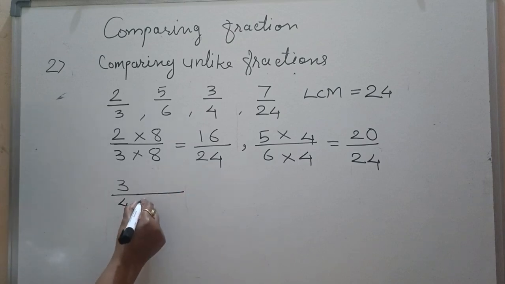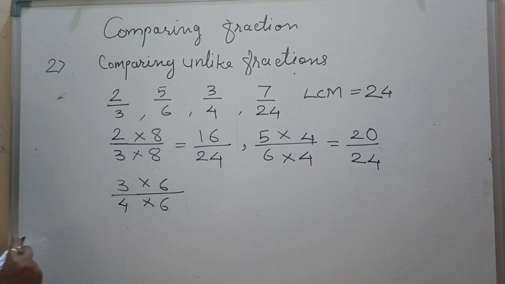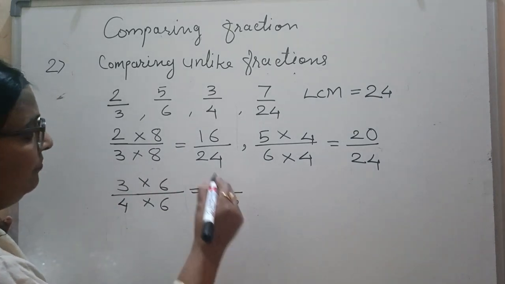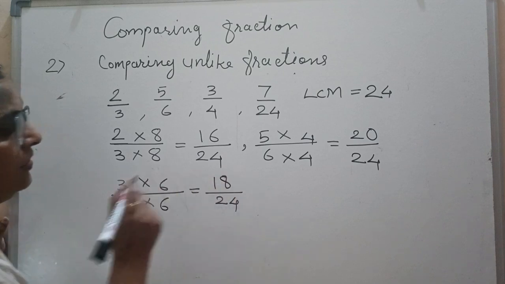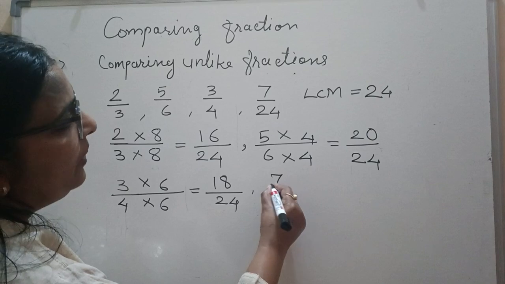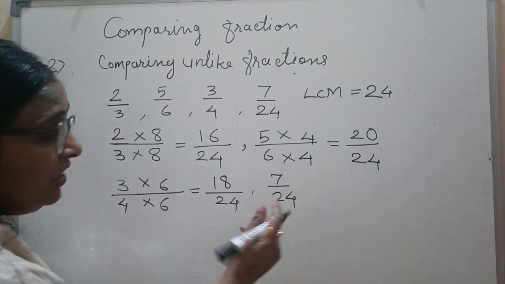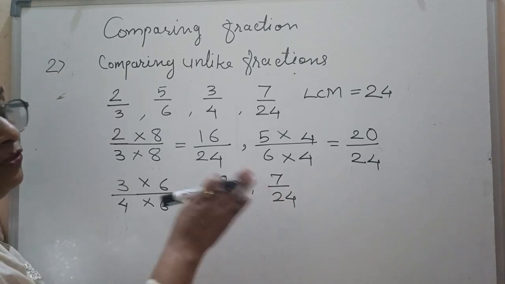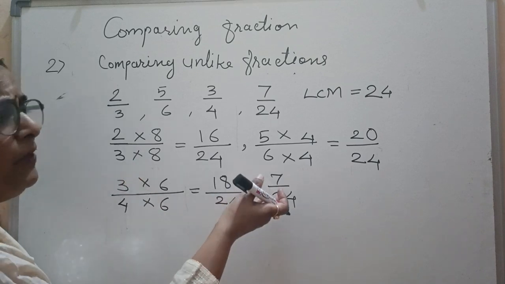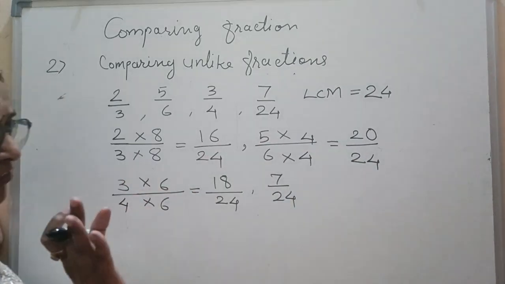By which number are you multiplying here? 6. So here also you have to multiply by 6. Okay. Now here you will get 24 and in the numerator you will get 18. Next number 7 by 24. Here 24 is already given, so no need to multiply by any number. Okay. You can multiply by 1 but you will get the same fraction.